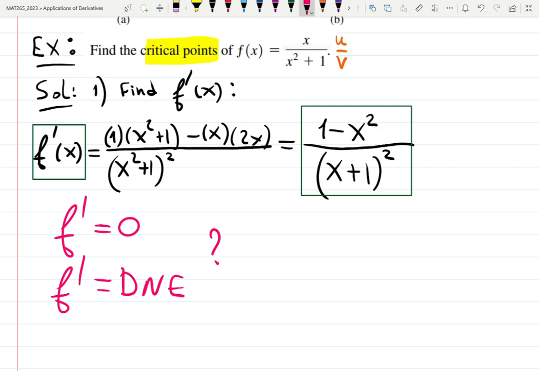Solve for x. Yes? There's supposed to be a square on the x in the denominator. Did I lose a square? Oh yeah, you're right, thank you.